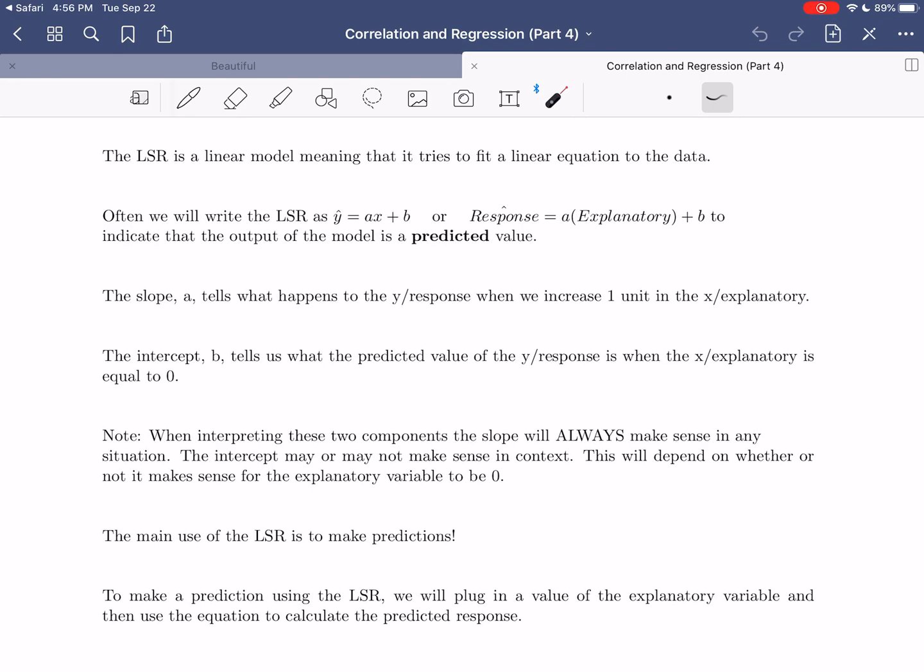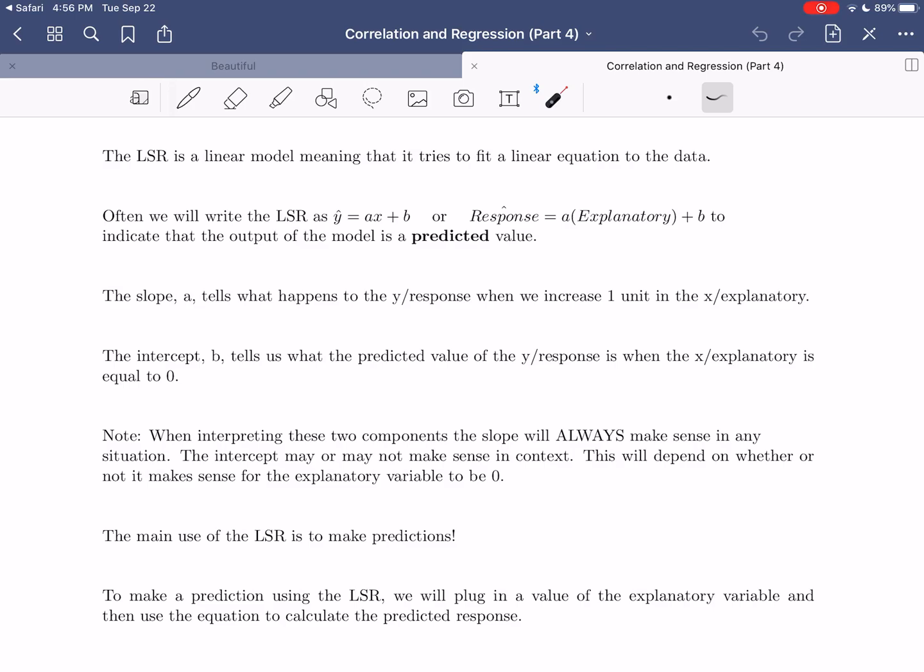Remember also, last thing we wanted to mention from the previous video before we get to this next example that'll run us through all this, is that the main use of the LSR, besides modeling the pattern, is to make predictions. The LSR allows us that if we have a value for the explanatory, we can use the LSR to make a prediction about the response value. Again, this is the whole idea that if you know that two variables are correlated, you can use the explanatory as a predictor of the response.